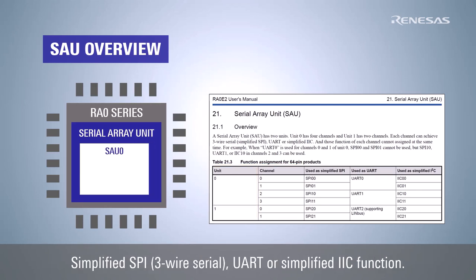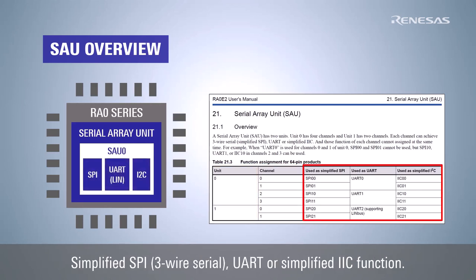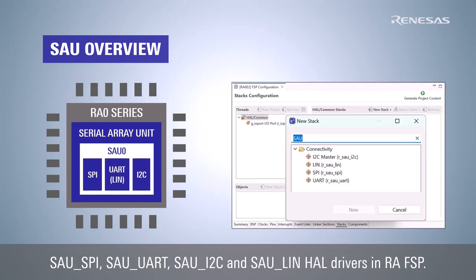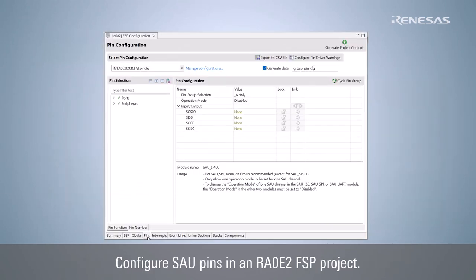Each channel supports simplified SPI, 3-wire serial, UART or simplified I2C function. UART also supports LIN bus. In RA-FSP, these functions are supported by SAU SPI, SAU UART, SAU I2C and SAU LIN HAL drivers. This video guides how to configure SAU pins in an RA0E2 FSP project.